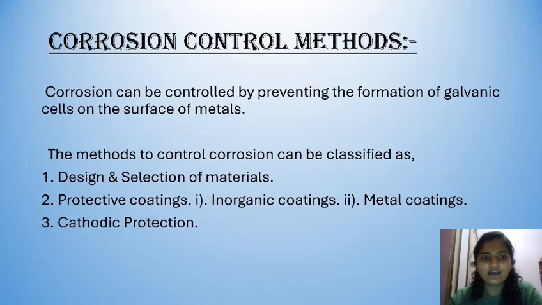Here I am going to explain about the methods to control corrosion. Corrosion can be controlled by preventing the formation of galvanic cells on the surface of metals. The methods to control corrosion can be classified into three types. The first one is design and selection of materials. Second one is protective coatings. In the second type of method, there are subtypes: inorganic coatings and metal coatings. Third method is cathodic protection.